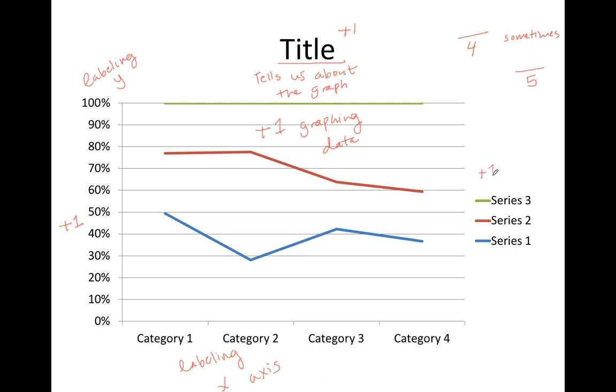And finally, you get another point for a legend. Okay, so some way for me to tell all of the different data sets you have. So here you can see this is data set 3, data set 2, blue is in data set 1. So all together, this is where your 4 points are going to come from. The title, the axes, graphing the data, and then finally the legend.